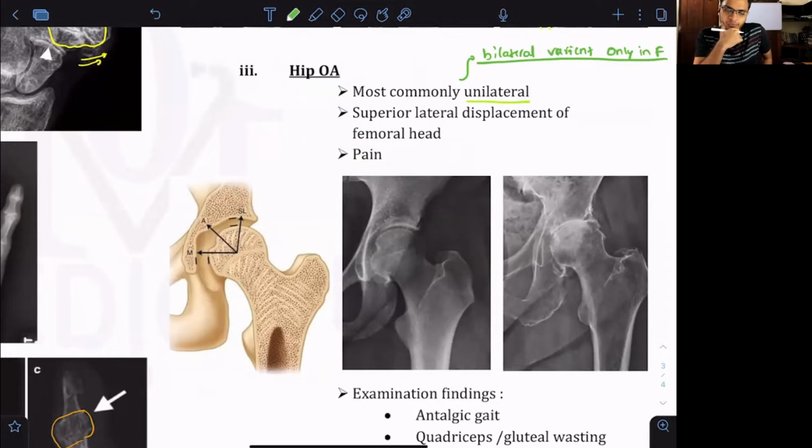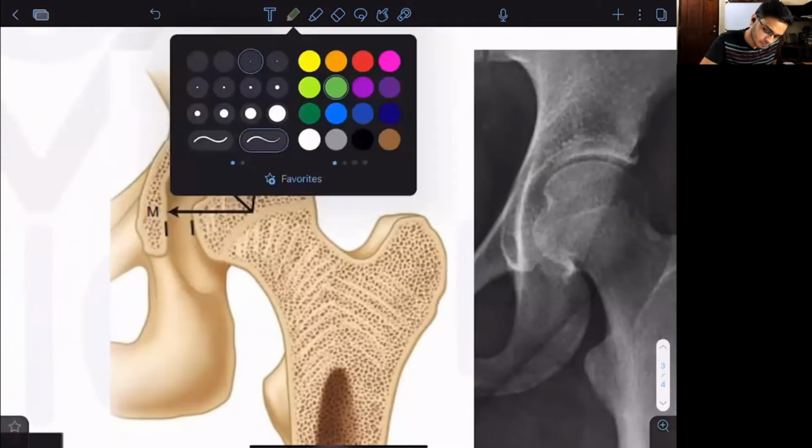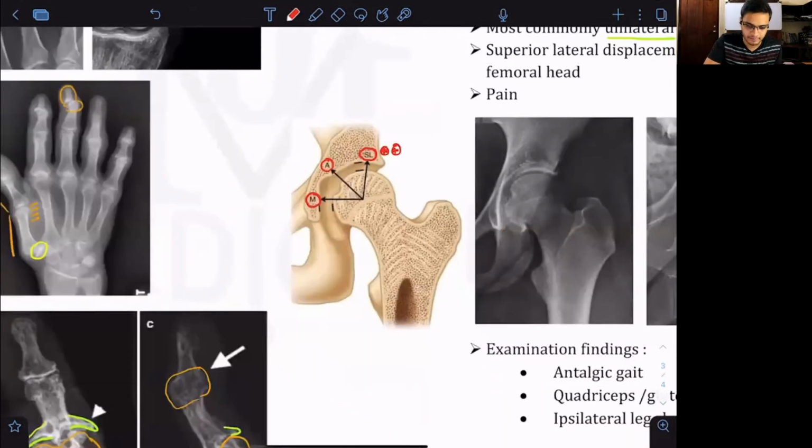Okay? Then the next thing, there can be, guys, superior lateral migration of the femoral head or superior lateral displacement of the femoral head. I put a picture here for you all, right? Look at this. This SL is superior lateral, right? If the head of the femur moves in this direction, we call it superior lateral, right? A is axial, M is medial, right? So the head of the femur, guys, it can be displaced in any of these directions. Superolateral is the most common one, right?